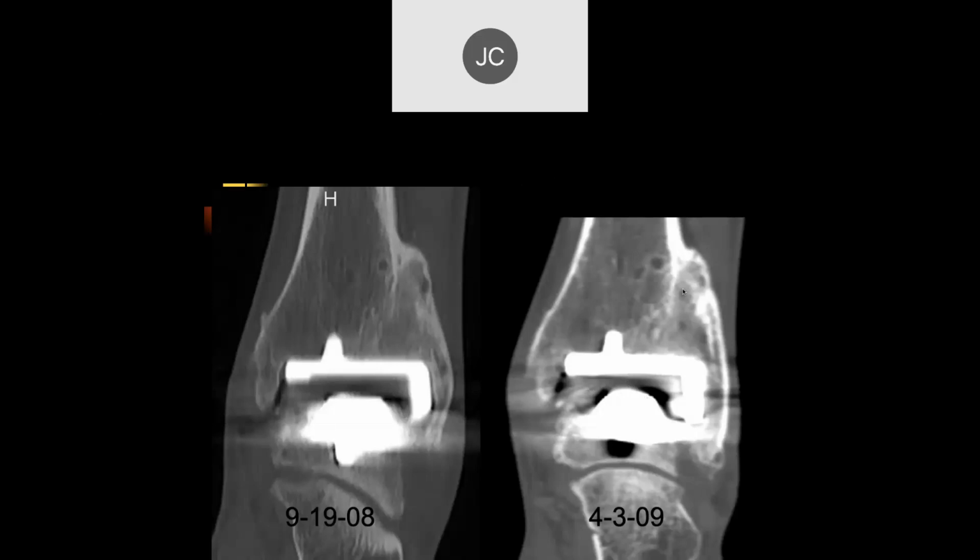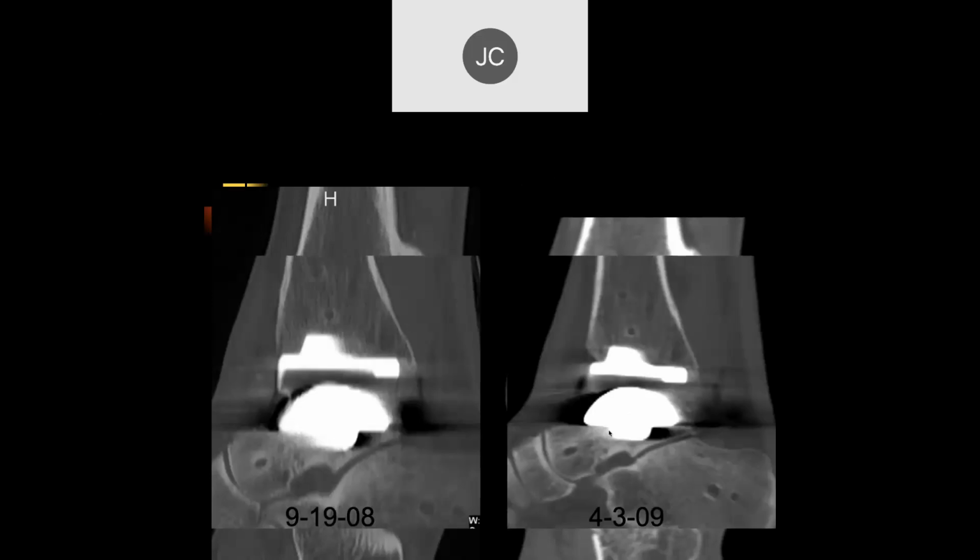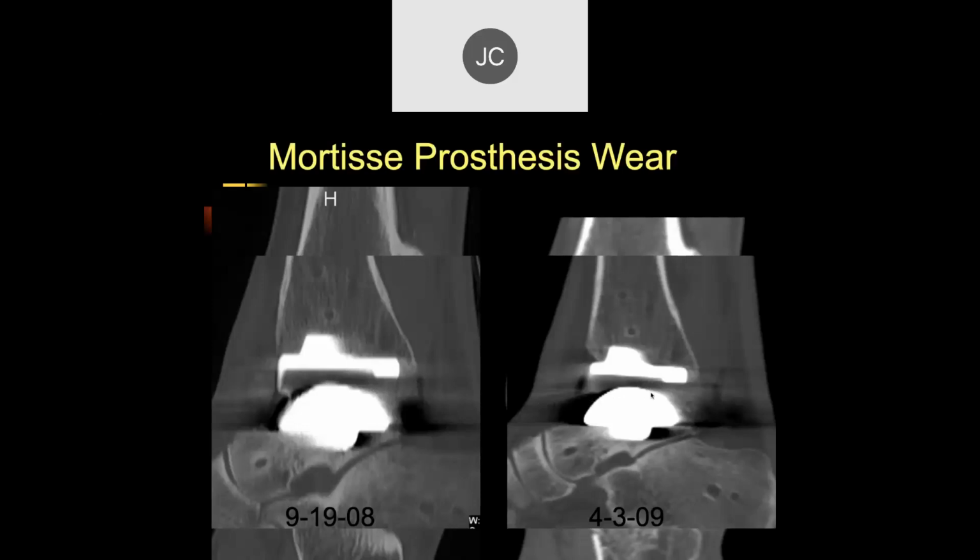And you can see the patient had a prior fracture, which led to the joint replacement. And here we can see on the sagittal plane how it narrowed going from 2008 to 2009. Okay.